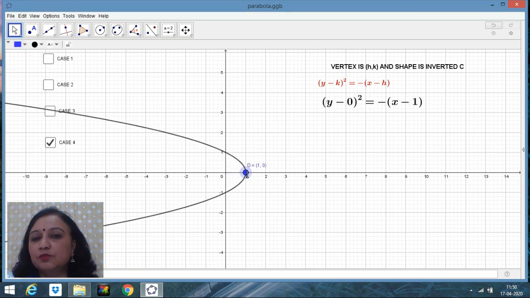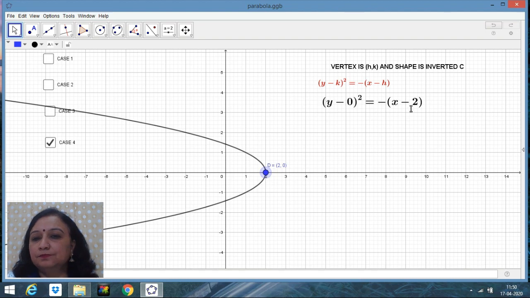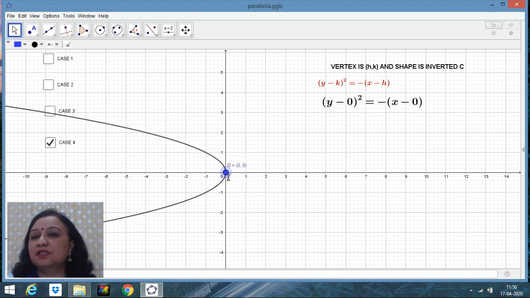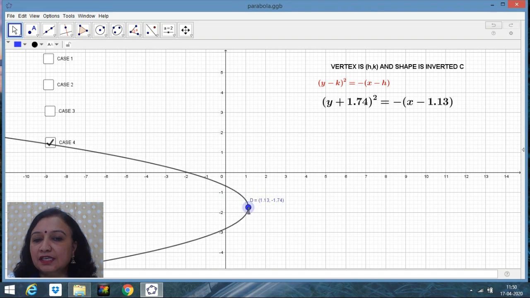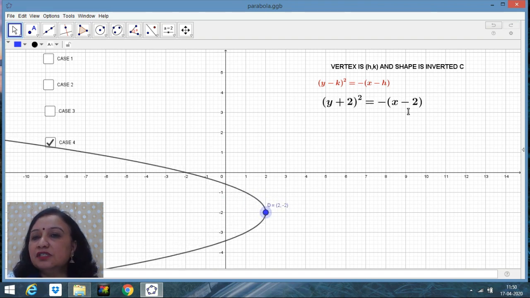If I take it here, you can easily make out that the vertex is 1 comma 0 and the turning point 1 comma 0 and the shape is inverted C. The vertex 2 comma 0, x with a negative coefficient, linear, therefore the shape is inverted C. Here you can read out the vertex 0 comma 3, x linear with the negative coefficient, therefore the shape will be inverted C.